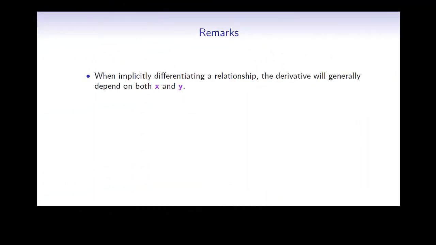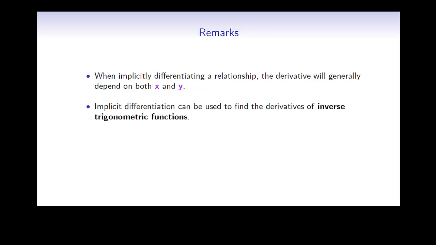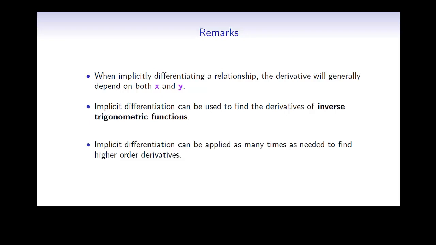Here are a few remarks about implicit differentiation. First, when implicitly differentiating a relationship, the derivative, y prime, will generally depend on both x and y. Second, implicit differentiation can be used to find the derivative of inverse trigonometric functions, and more generally, the derivative of inverse functions. Finally, implicit differentiation can be applied as many times as needed to find the higher order derivatives. Once you have a formula for y prime, you can find a formula for y double prime, and then plug in the formula you've already found for y prime to find higher order derivatives.